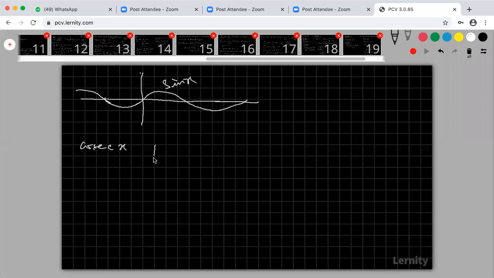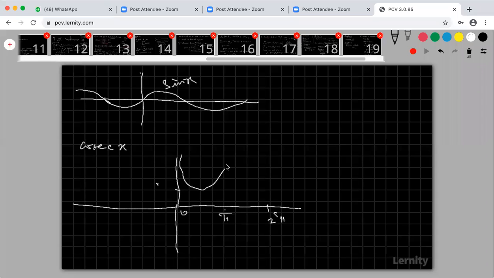What is the cosecant x curve? What is my cosecant x? Here it is 0, here it is pi, here it is 2 pi, here it is 1. So therefore my cosecant x is coming like that. Here my cosecant x is coming like that. This is the diagram for this cosecant x. Okay, this is for minus pi here.